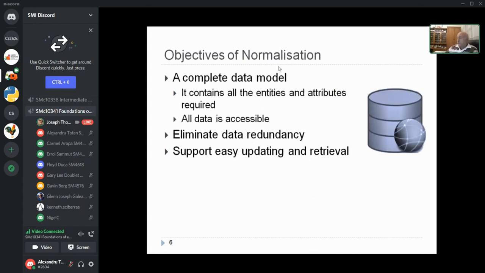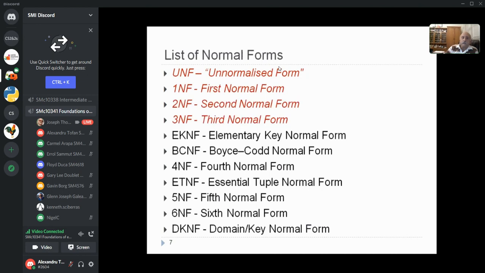Right, so first of all, the objectives of normalization. Why do we normalize? Because we need to come up with a complete data model, having all the entities and all the attributes and make sure that all the data is accessible. We need to eliminate data redundancy. We store data just once, and support easy updating and retrieval. We make it easy for people to access data and to write data to our database.